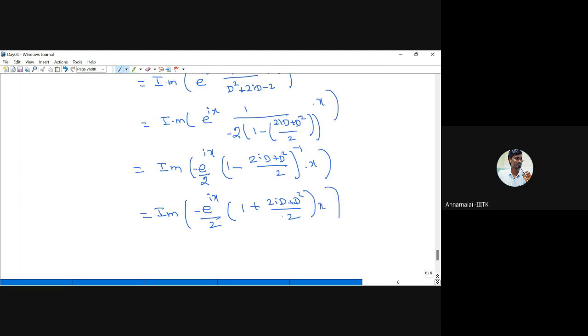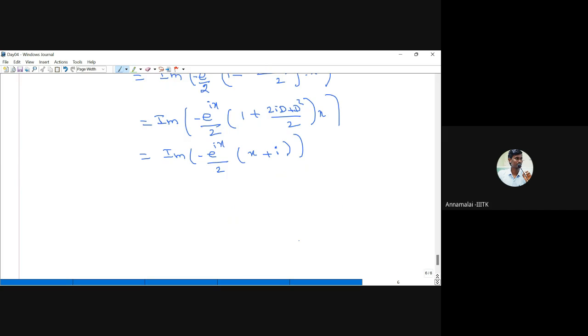Now, if I apply x inside, for each term we get the imaginary part. So the imaginary part is very important. Finally, you have to take the imaginary part. So minus e power ix by 2, x into 1 is x, and this 2 cancels, i times derivative of x is 1, therefore just i. And then derivative of D square into x is 0, therefore we only get this one. Now we can take this minus 1 by 2 outside, because it is just a real number.